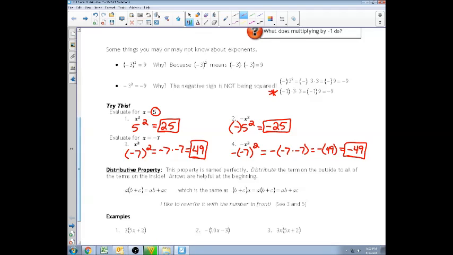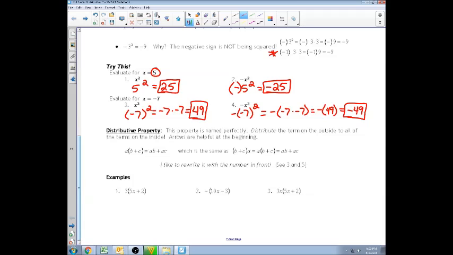Distributive property. This property is perfectly named. Distribute the term on the outside to all of the terms on the inside. Arrows are helpful at the beginning. I'll show you what that means in 1 second. Guys, this is probably the most important thing that we're going to learn in the entire first quarter. This is going to come back over and over and over in your entire math life.